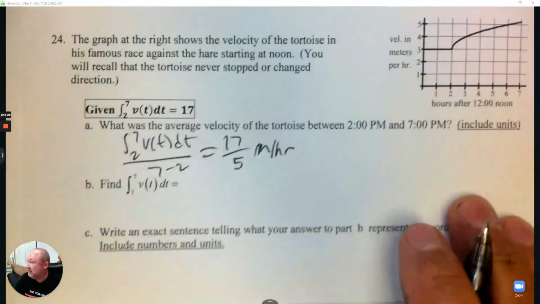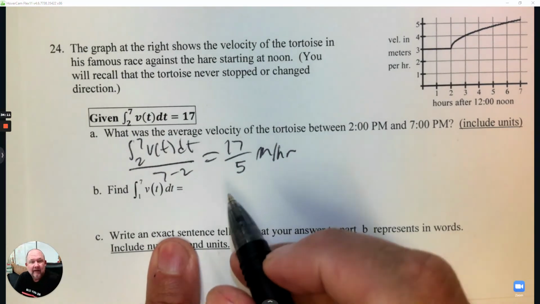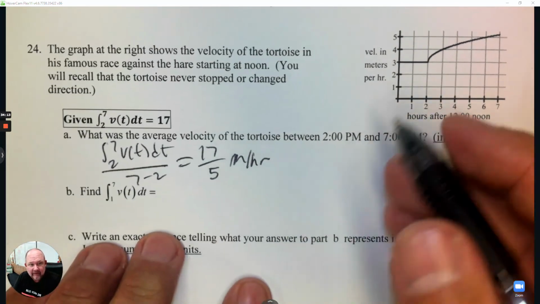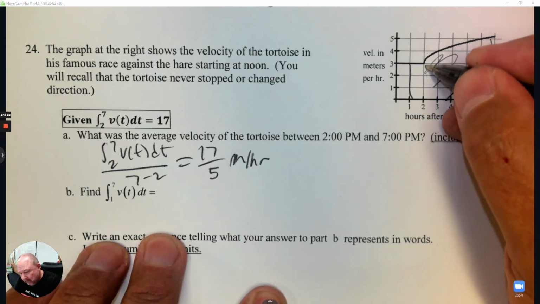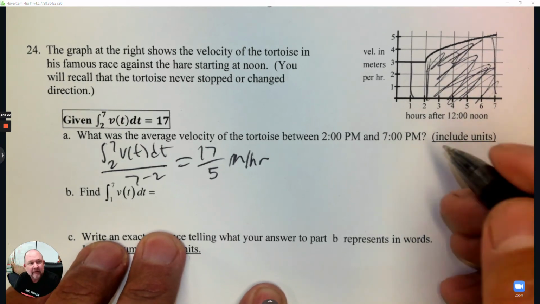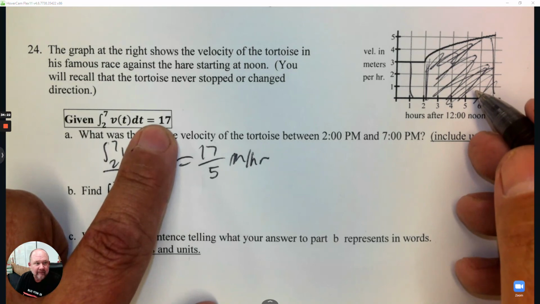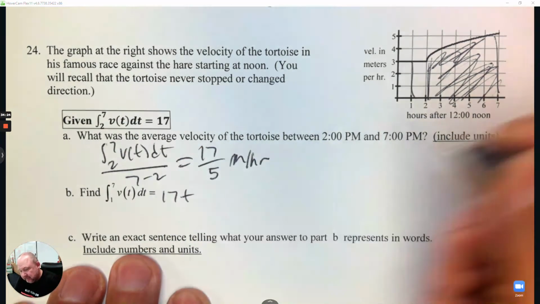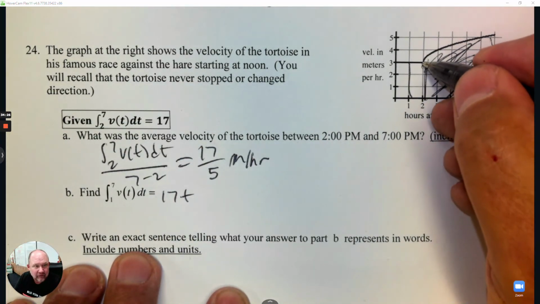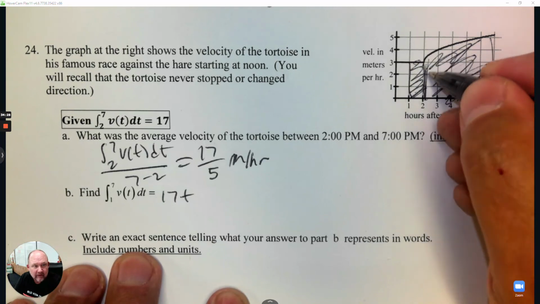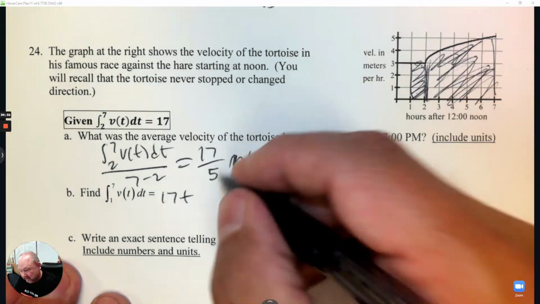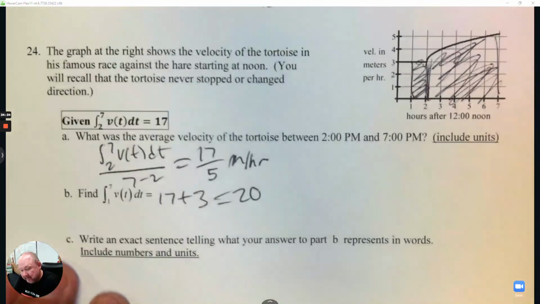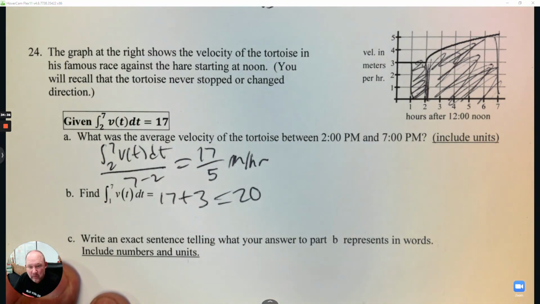All right, part B. Can you integrate from 1 to 7? So from 1 to 7 is this part. Now, we're already told 2 to 7 is 17. I got that already. Plus, what's missing is just 1 to 2. Just this part. So that's a rectangle. That's 1 times 3. Well, that's 3. So if I put that all together, that answer is 20.